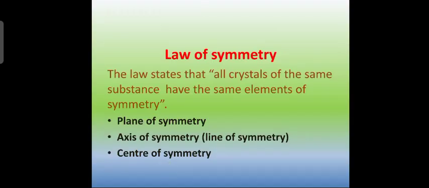Next, the law of symmetry. What is the law of symmetry? This law states that all crystals of the same substance have the same elements of symmetry. So if these crystals are made up of the same substance, then they have the same elements of symmetry. Now, which are the elements of symmetry? There are three types: plane of symmetry, axis of symmetry, which is also called line of symmetry, and the third one is center of symmetry. Now we will study these one by one.